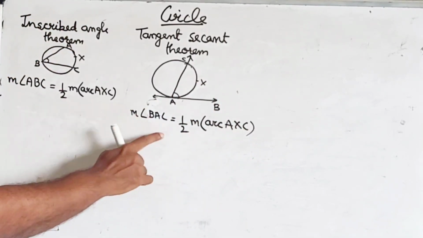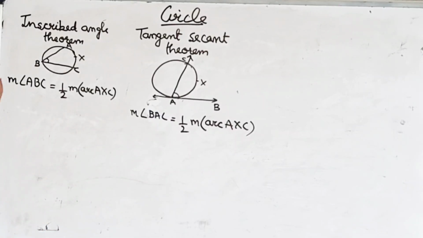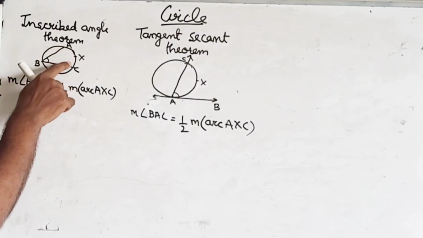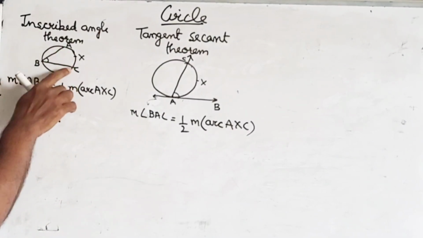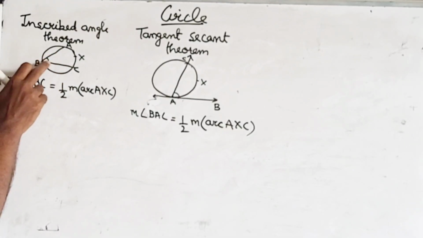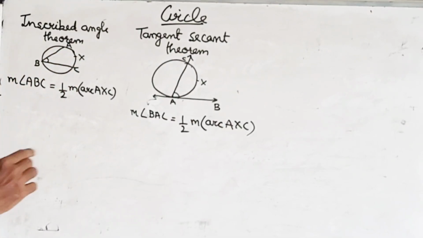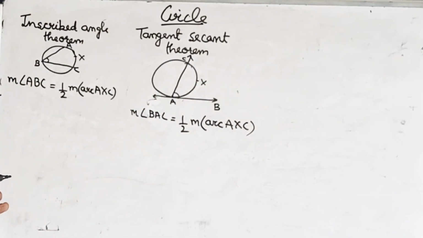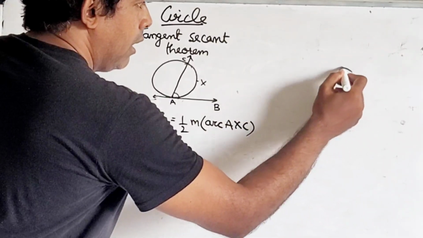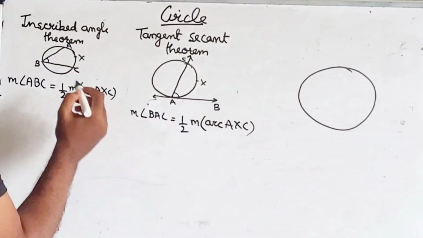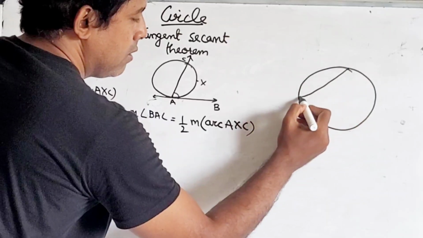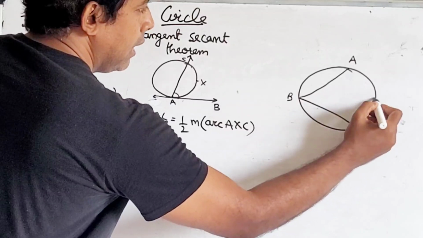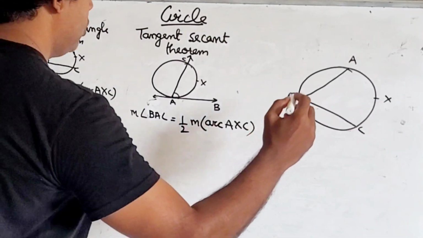Now look into this diagram carefully. Just for the simplicity of this sum, I have considered the intercepted arc as AXC. So in both the examples, in case of the inscribed angle, this angle is half of the intercepted arc, and in case of the tangent secant theorem, this angle is half of the intercepted arc. Now if I join both these diagrams, what will I get? I'm going to get something like this. Let's draw the inscribed angle A, B, C, and this is our intercepted arc, and let's draw the tangent over here.